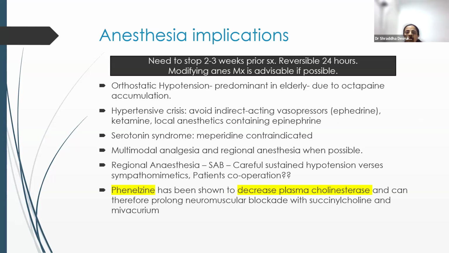Take care of orthostatic hypotension, and start patients on IV fluids when they are fasting. Orthostatic hypotension in MAO inhibitors is due to octopamine accumulation. It is a neurotransmitter with a lesser vasopressor effect. Don't try anything which is going to cause sympathetic stimulation, as it will have a bizarre effect of tachycardia, hypertension, and arrhythmias. Use multimodal analgesia.